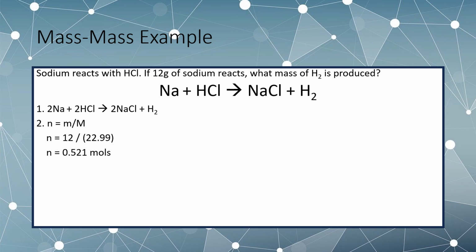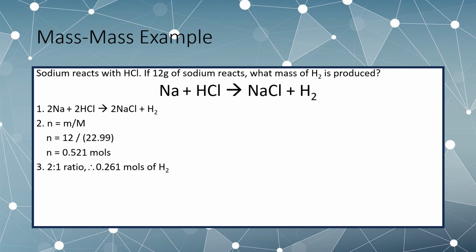So we have a 2-to-1 ratio, as we have a 2 coefficient in front of our sodium, and no coefficient, or a 1 coefficient in front of our H2. As such, we simply divide our number of moles by 2, which gives us 0.261 moles of hydrogen gas, or H2. However, we need to apply step 4 in this case, as we're asked to find the mass of H2.